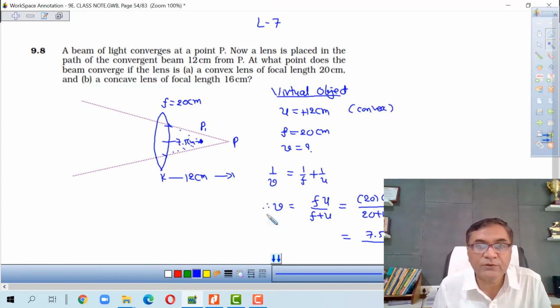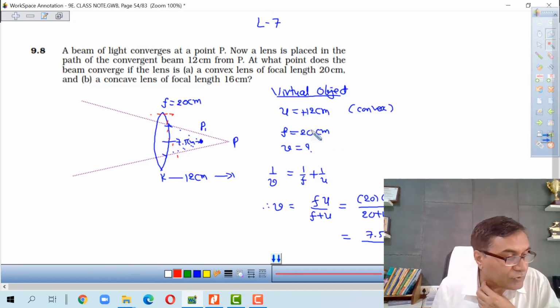So same thing you calculate for concave. So now I will put it this way. Okay. Object distance is same, but F is equal to now minus 16. So I have to put minus 16. Instead of 20, use minus 16. So you will get the convergence somewhere far away now. So it will be more than 12 centimeter.